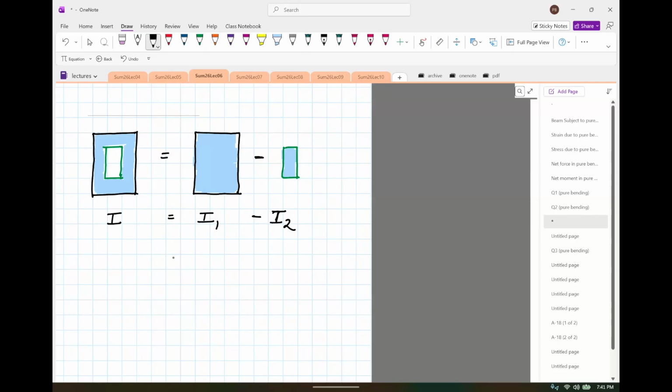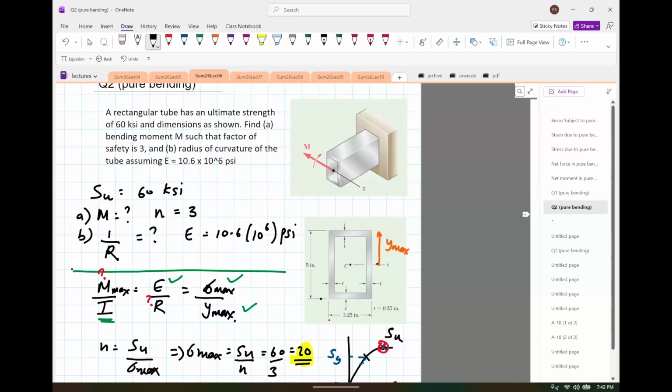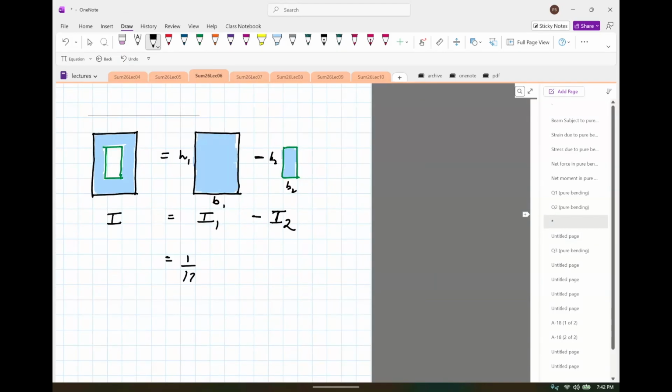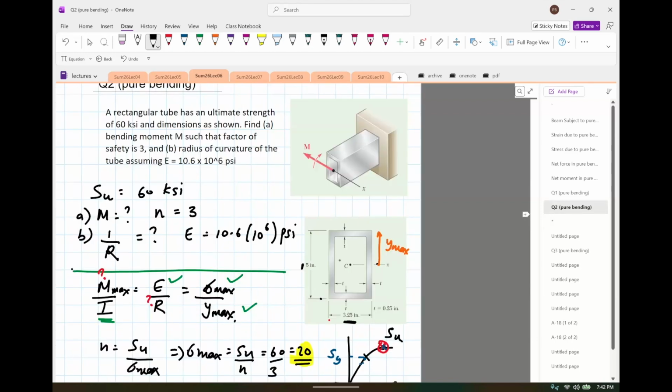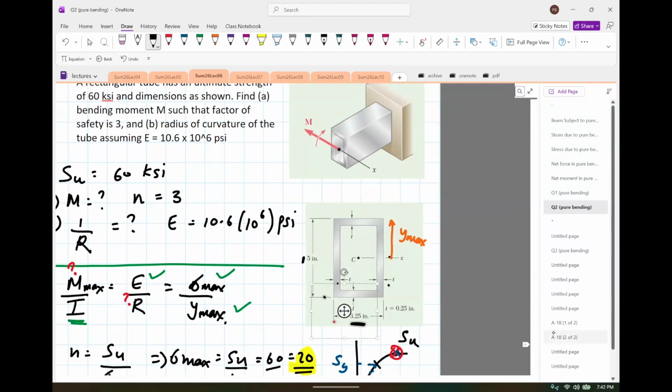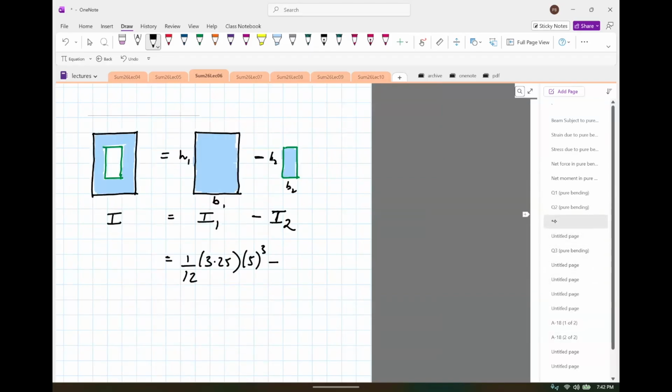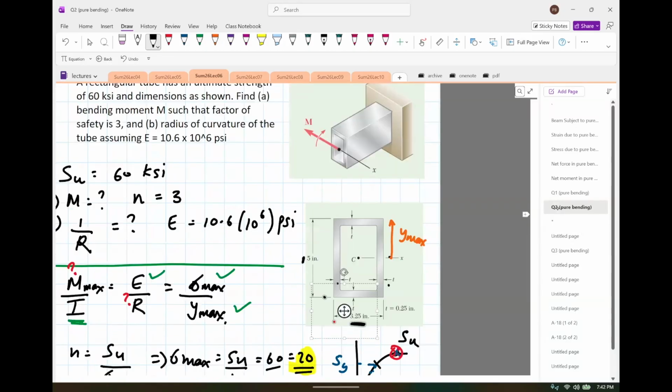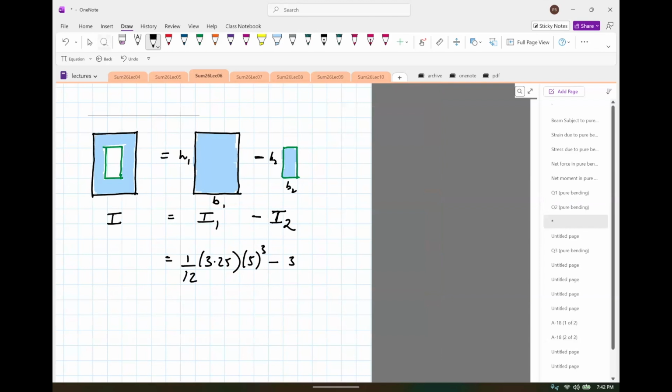So the inertia for I1 is going to be, as we had done earlier, bh cubed divided by 12, b being the base, h being the height. So if there's b1 h1 and b2 h2, then we can find the inertias. Going back to this figure, we see that b is 3.25, h is 5, so 1/12, b is 3.25, h is 5 cubed, minus, let's go back and figure out what the b and h are for the smaller rectangle. So it's 3.25 and I have to subtract t and t from either side, and same for 5, I need to subtract t and t. So I'll just write it down. t is given as 0.25. Okay, I'm going to make some space here.